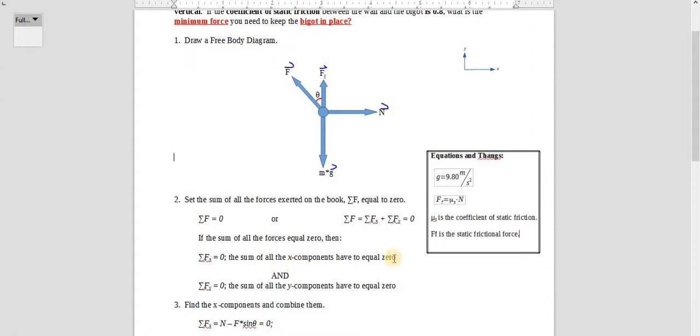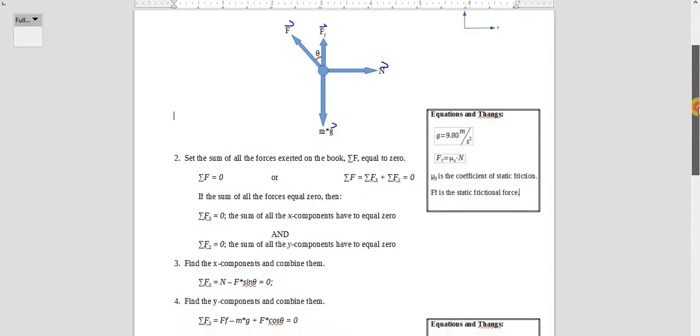And so if the sum of all the forces equals 0, then the sum of all the x components and the sum of all the y components also have to equal 0. So in the next step, steps 3 and 4, I went out to find the x components and the y components, and I combined them.